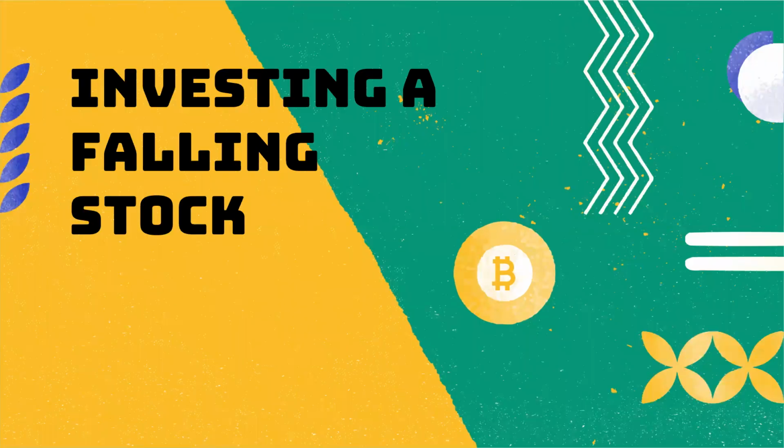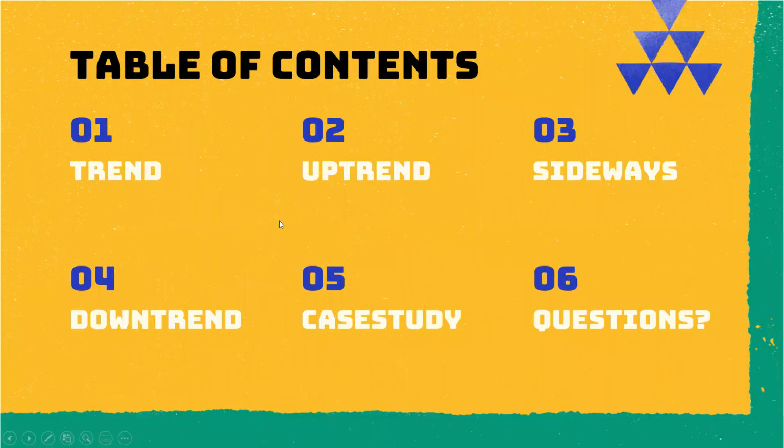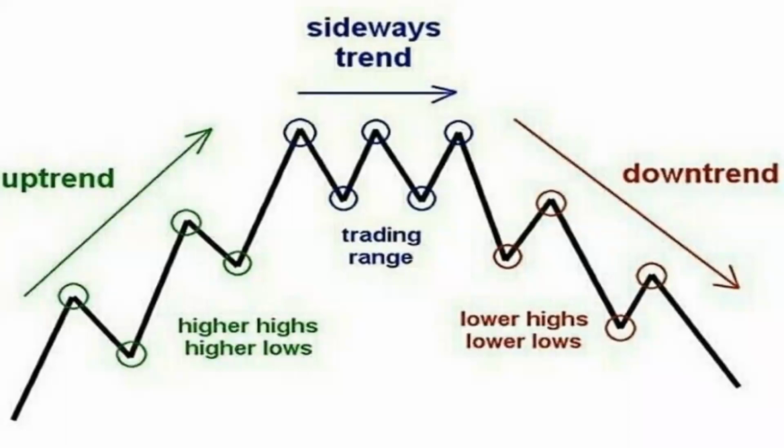So today's topic is how can we invest in a falling stock that is in a downtrend. The content that we will discuss today is what is a trend, what is an uptrend, what is a sideways trend, and what is a downtrend. We will see some case studies, and then we will see some questions if you have any and discuss some charts.